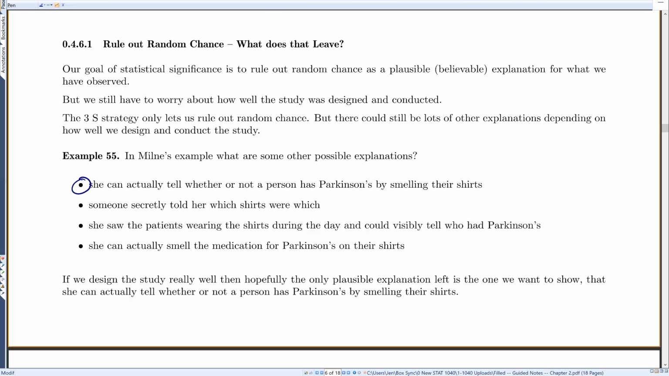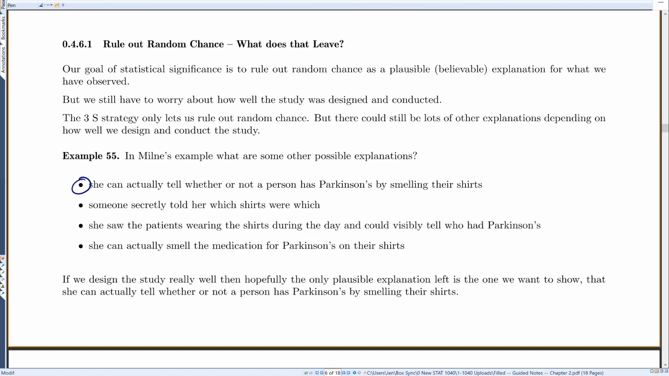Maybe the person that handed her the shirts had different facial cues based on which type of shirt it was. Maybe she saw the patients wearing the shirts during the day and could tell who had Parkinson's just looking at them visibly. Or maybe she's actually smelling the medication for Parkinson's on the shirts, not their body odor. So what we want to do is design the study really well so that hopefully the only plausible explanation left is the one we want to show, the research question, that she can actually tell whether or not a person has Parkinson's by smelling their shirts.